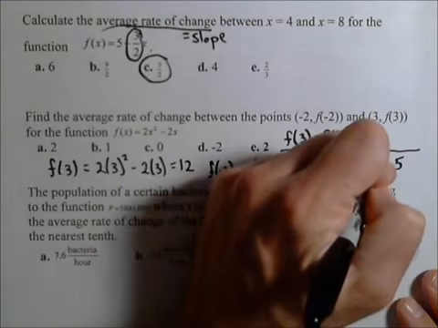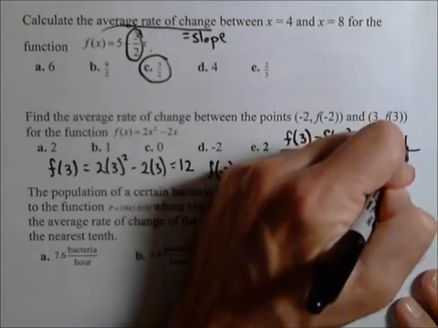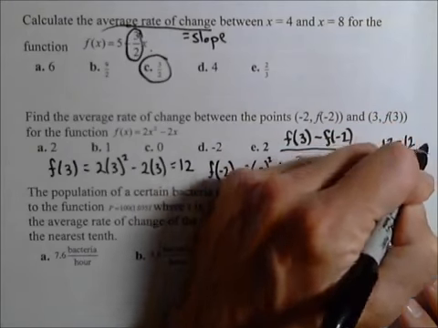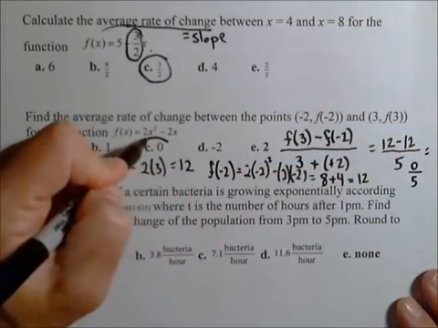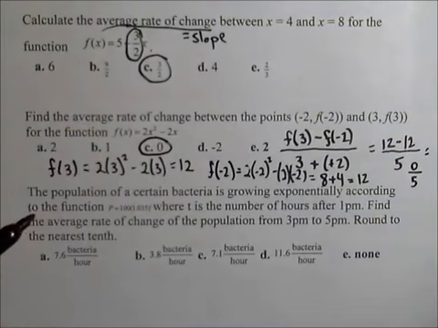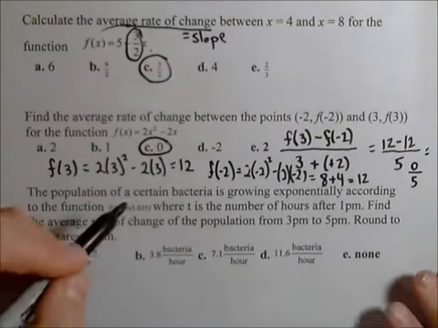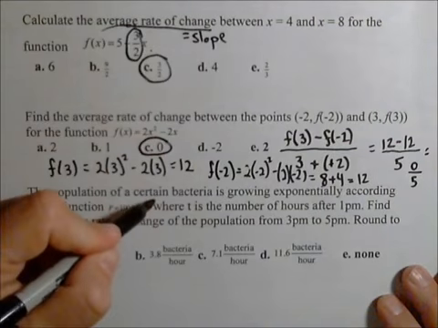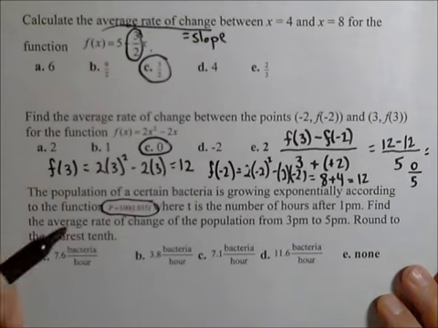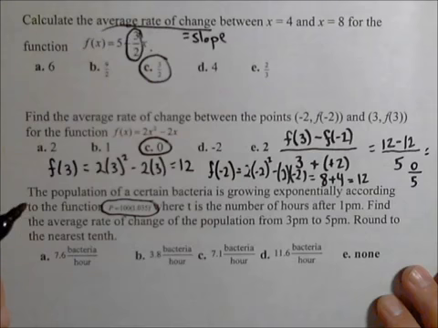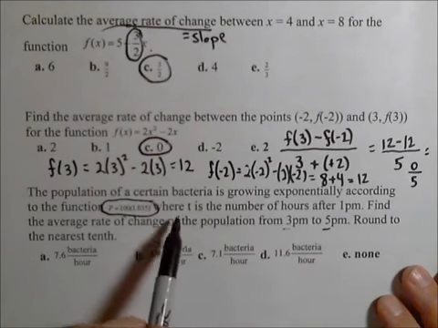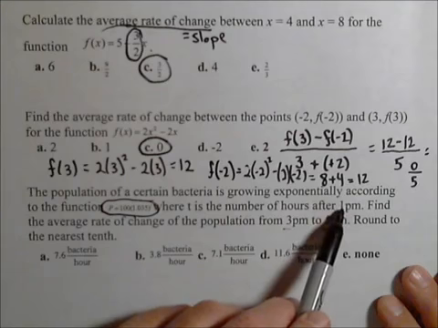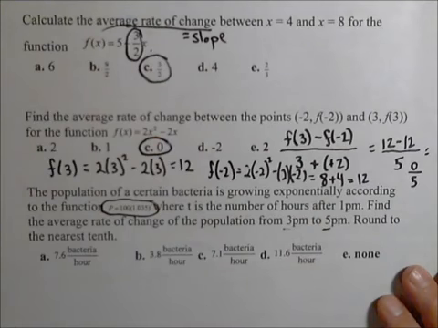So our change in output is 12 minus 12, so we get 0 over 5, or 0, for our average rate of change. In the last one, we have an exponential function, and so now our change in output is going to come from the exponential function between 3 and 5, and t is the number of hours after 1 p.m. So we've got to be a little careful here.